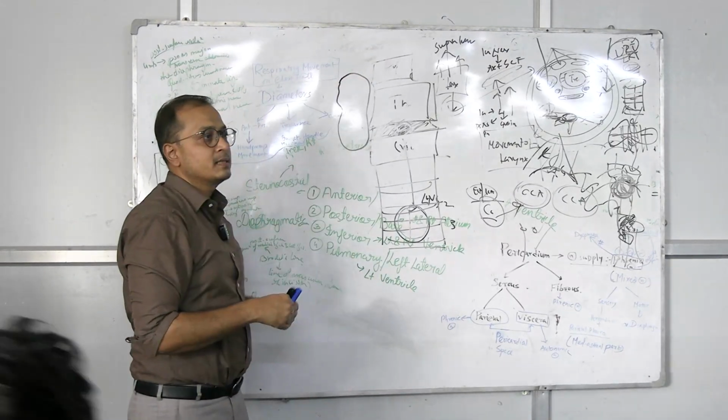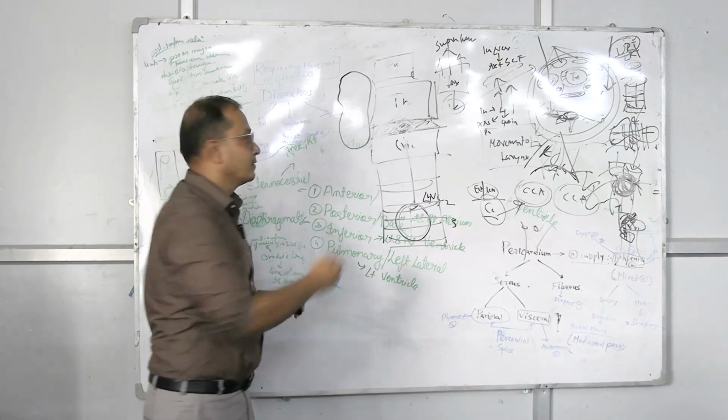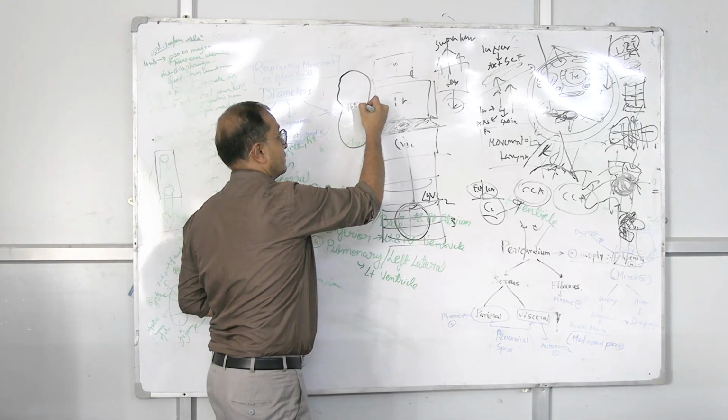So assume this is the shape of the glenoid cavity, the head of the humerus, scapula.